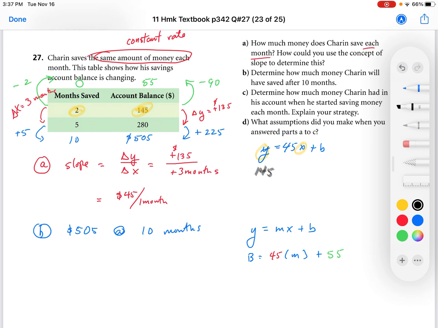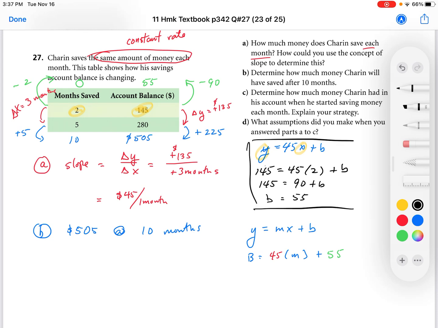So what I can do is I can replace y with $145, because we know y is $145 when we're at 2 months. And then we could solve for b algebraically. So I end up with 145 is equal to 90 plus b. Subtract 90 from both sides, and I get b is equal to $55. So this is an alternative way to solve for b. Okay, and this is more of an algebraic method, and this is probably a fairly efficient way to do it rather than counting back on the table like I did in the green.